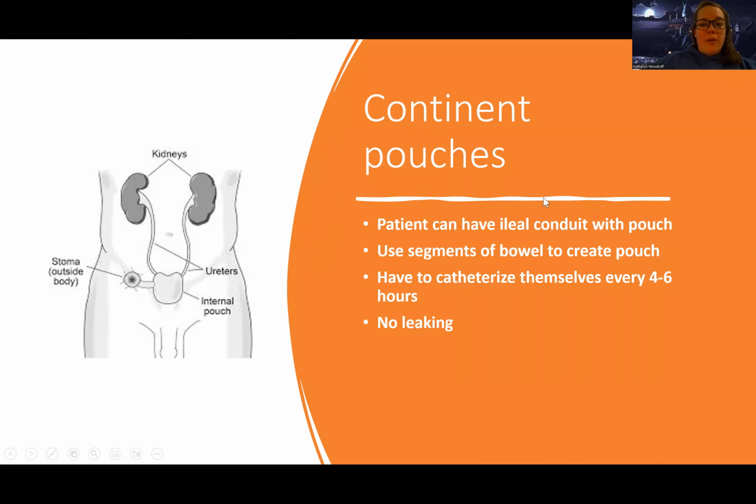There are also continent pouches. These are like an ileal conduit, but instead of the ureters connecting directly to the stoma, they create an internal pouch, and there are different ones. There's a Koch pouch, there's an Indiana pouch, there's a variety of them. You do not have to know those in depth. Just know that instead of having a continuous drain that goes straight outside, where you have continuous drainage of urine, they create a pouch so that you don't have to have a bag on the outside. Then you stick a catheter in and drain that pouch every 4 to 6 hours. It's almost like making a new bladder, so there's no leaking with this.